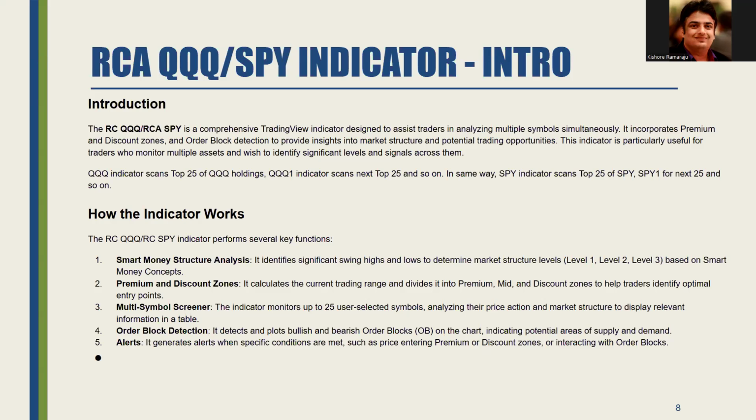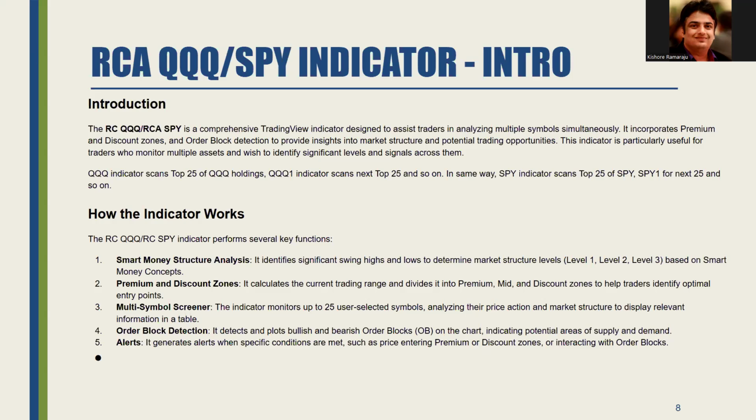We want to filter out. You want to see which ones are the best ones to buy or sell. So we have a scanner called the QQQ or SPY scanner. What it will do is tell you which stocks are close to the discount zone, which stocks are close to the premium zone.